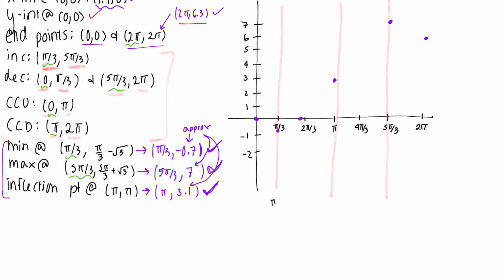So we have 0, pi over 3, pi, 5 pi over 3. We are increasing from pi over 3 to 5 pi over 3. We are decreasing from 0 to pi over 3, and then from 5 pi over 3 to 2 pi, because this all ends at 2 pi.